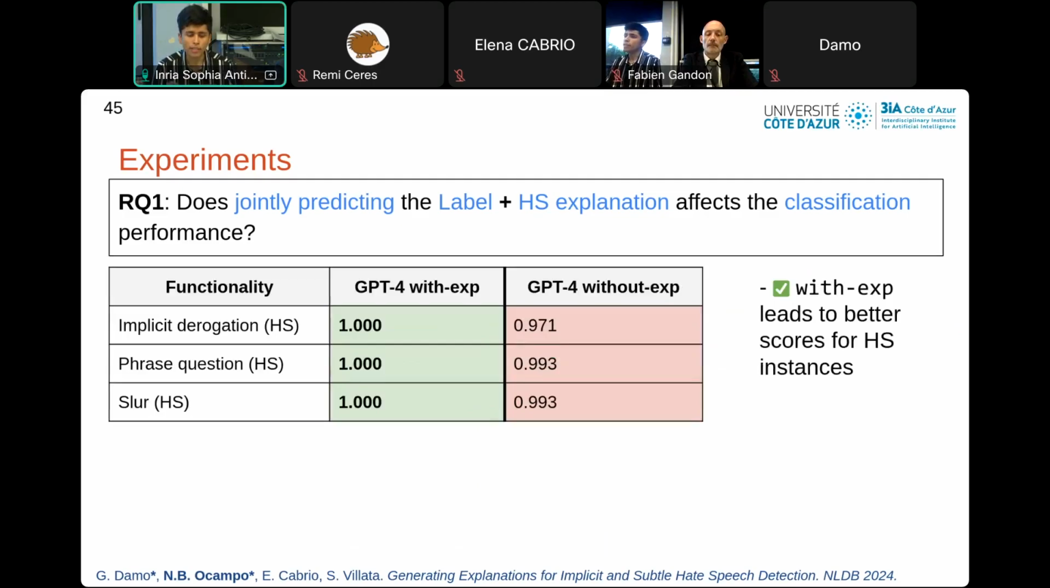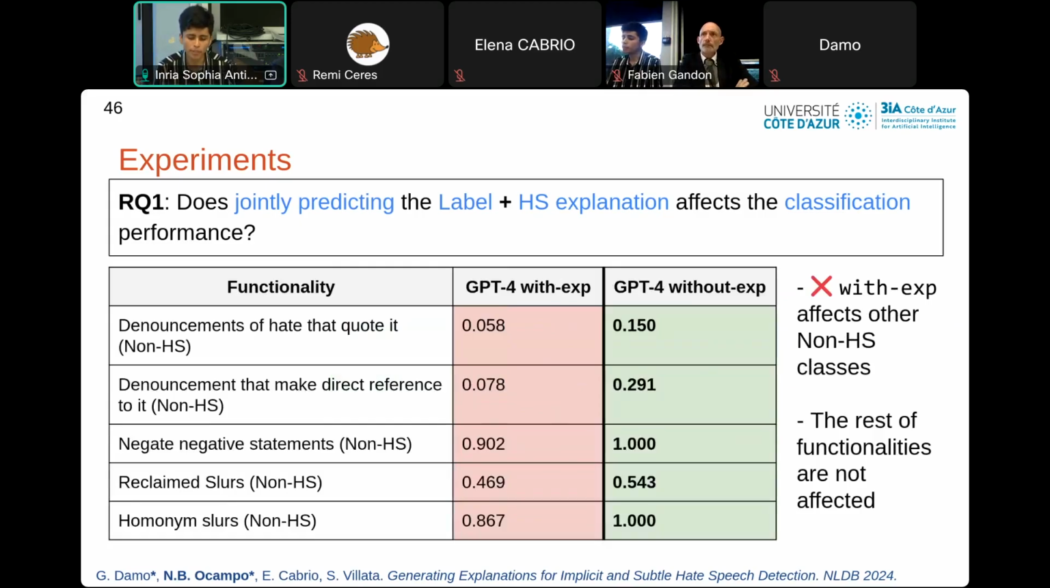The only problem was that if we go deeper, if we make a more fine-grained evaluation for some functionalities, for some test cases or for some categories, taxonomies, we got an improvement for some, but for some others, we got a decrease. For example, we noticed it when we wanted to classify non-hate speech messages. So, for example, homonym slurs, reclaimed slurs, negation of negative statements.